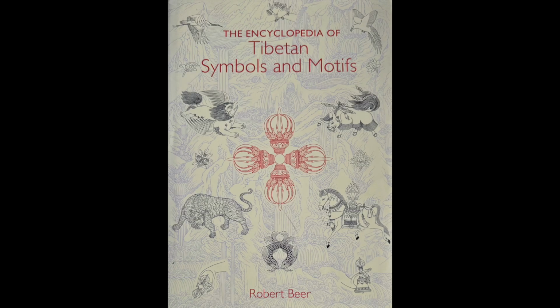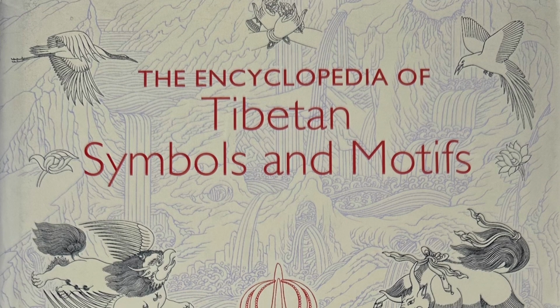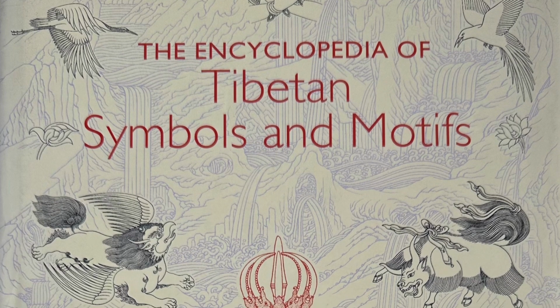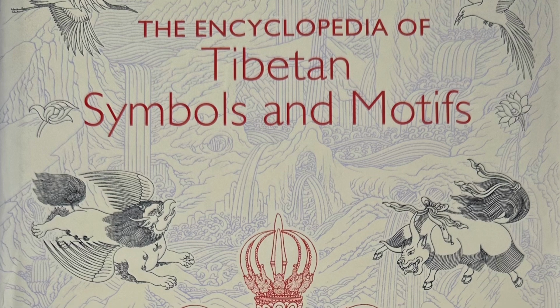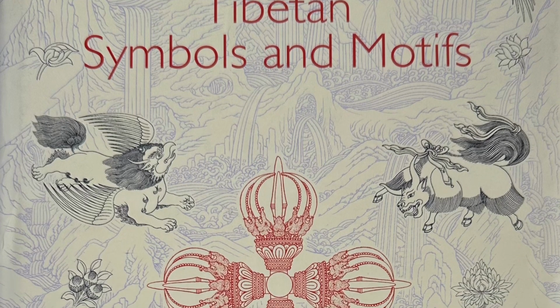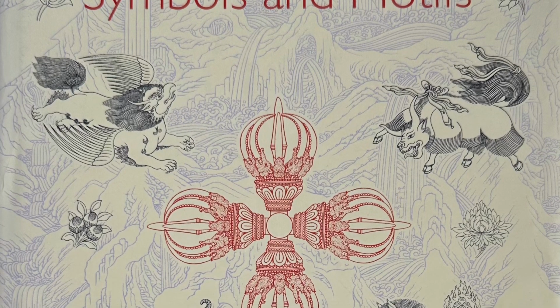Now, a much bigger book, and really only the second book that I can really think of. There's Trayap Rinpoche with his two books, but then we have the Encyclopedia of Tibetan Symbols and Motifs by Robert Beer. This book came out, I believe, in 1999 out of Shambhala Publications, and it's really kind of monumental, and it is truly encyclopedic in terms of the breadth and the number of subjects that Robert covers.